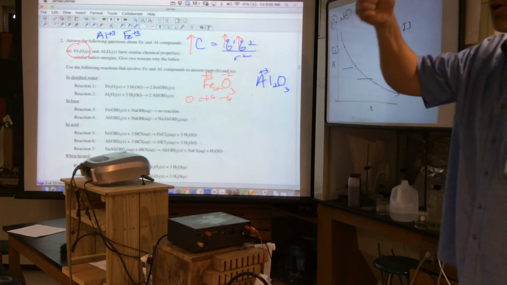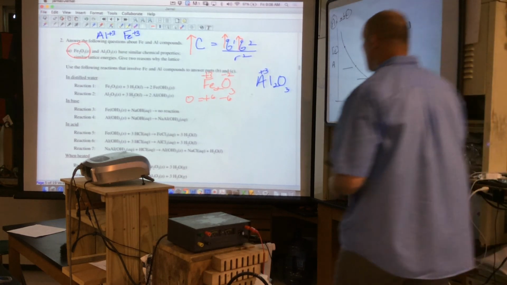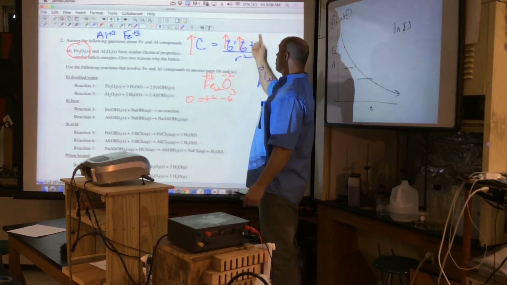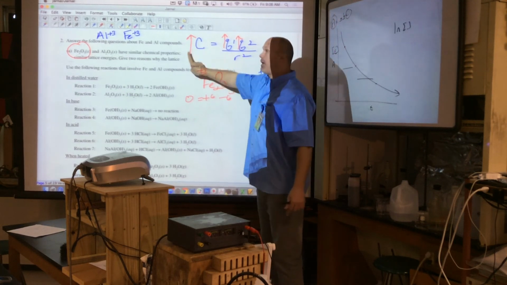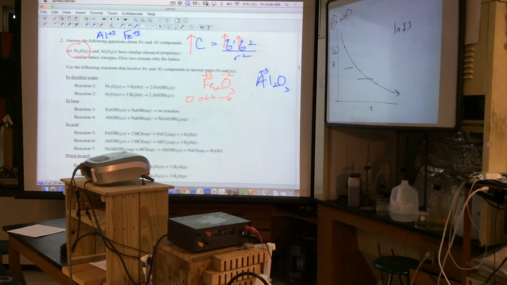If you've got a high charge and a small radius, by saying high charge density, you're saying, okay, big charge, low radius, big attraction. Okay? So that's A. 2 points there.